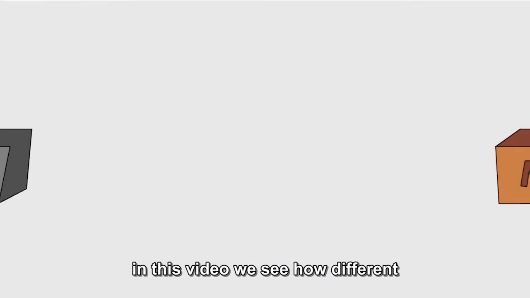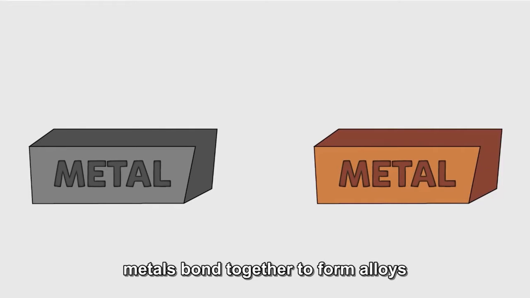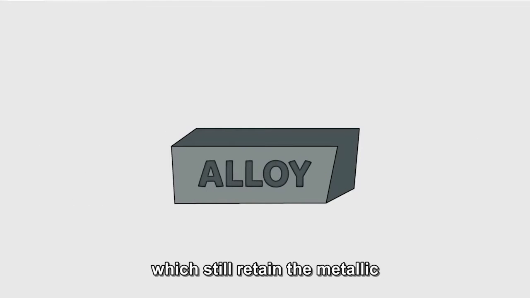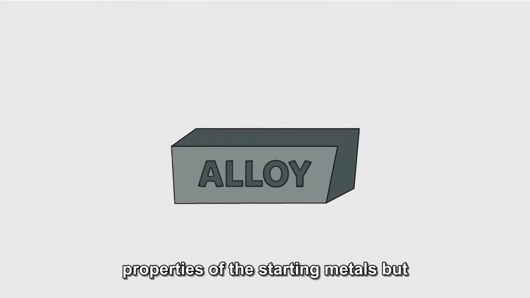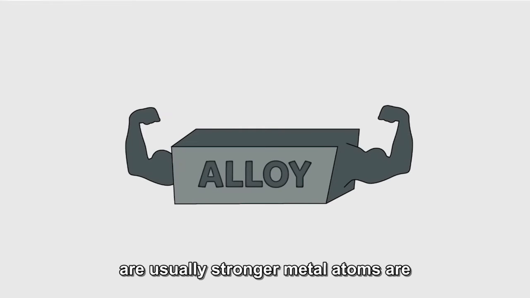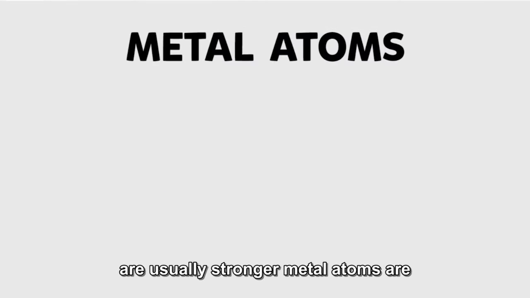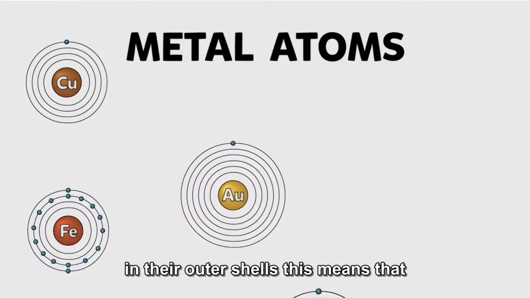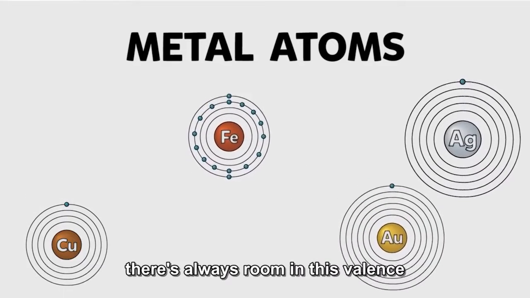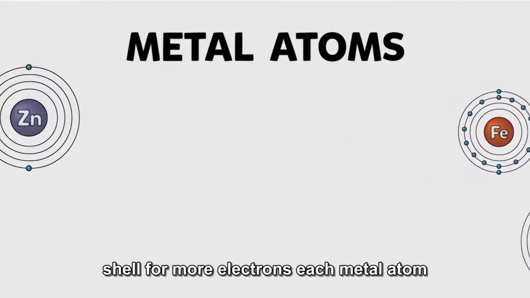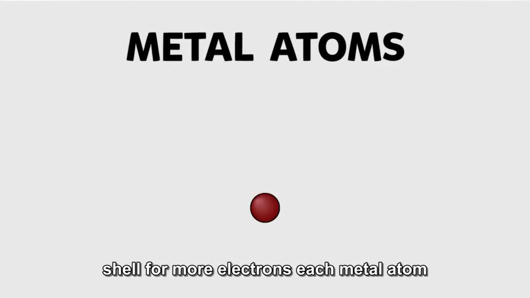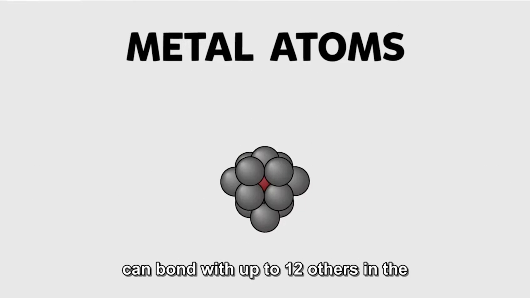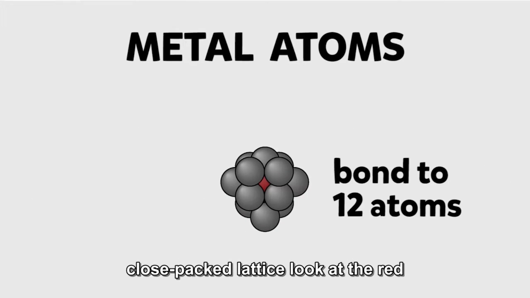In this video, we see how different metals bond together to form alloys, which still retain the metallic properties of the starting metals, but are usually stronger. Metal atoms are typified by having only a few electrons in their outer shells. This means that even when they bond, there's always room in this valence shell for more electrons. Each metal atom can bond with up to 12 others in a close packed lattice.